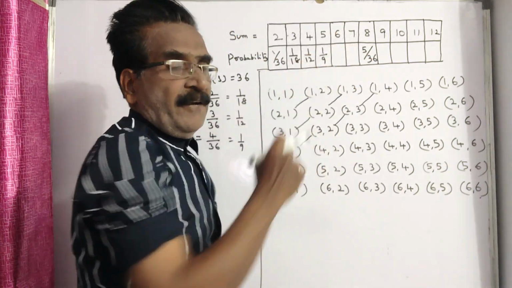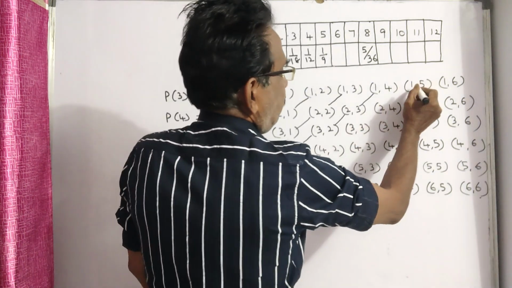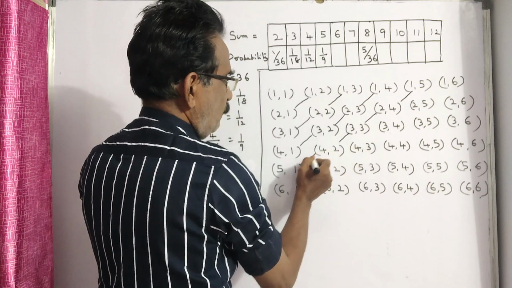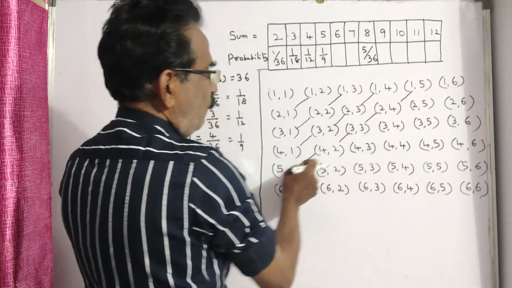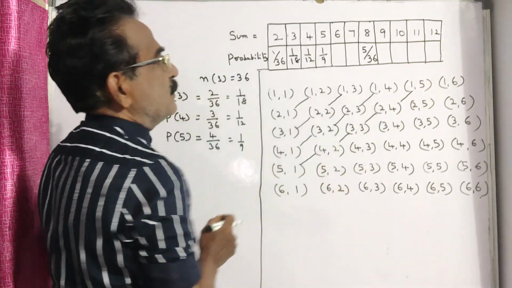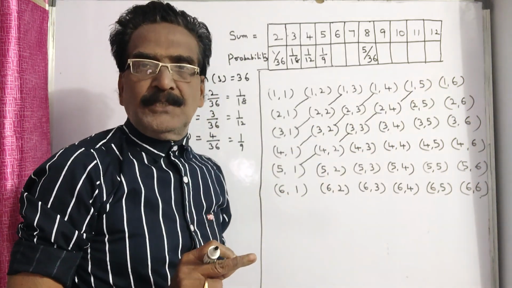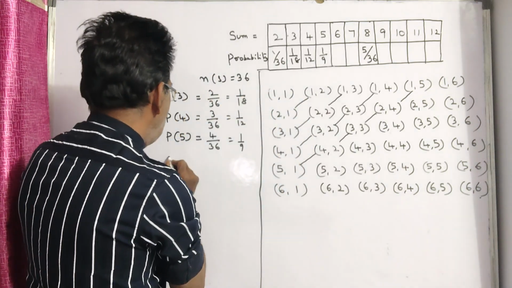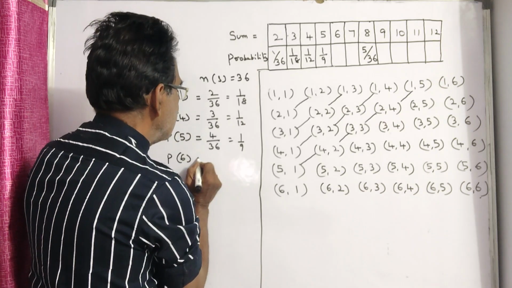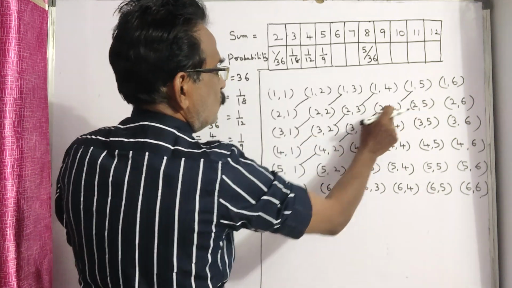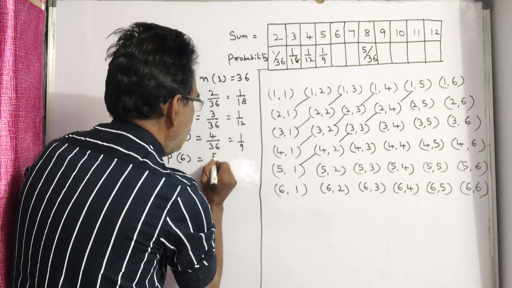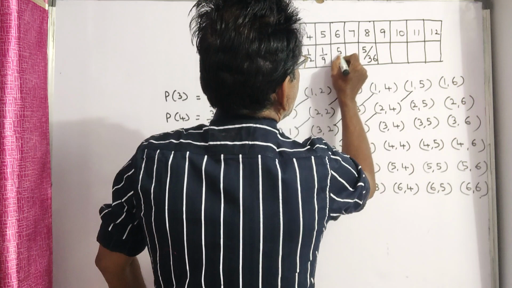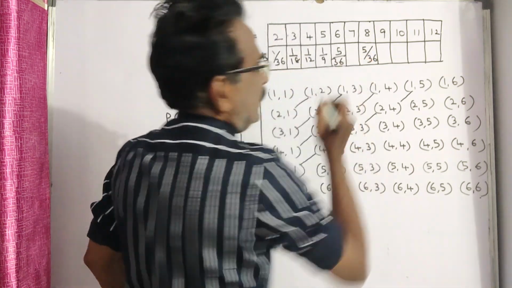Then the probability of getting the sum 6. See, 1 plus 5 is 6, 2 plus 4 is 6, 3 plus 3 is 6, 4 plus 2 is 6, 5 plus 1 is 6. So there are 5 outcomes favorable for getting the sum 6 on the two dice. So probability of getting the sum 6 is equal to, how many cases? 1, 2, 3, 4, 5 cases are favorable. 5 by 36 is the required probability.